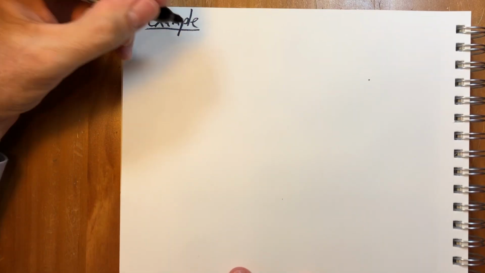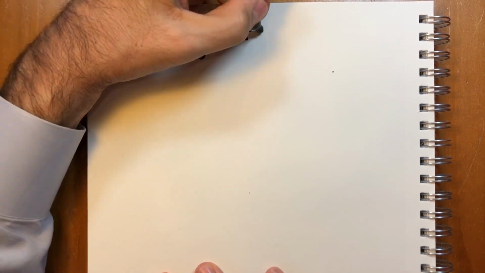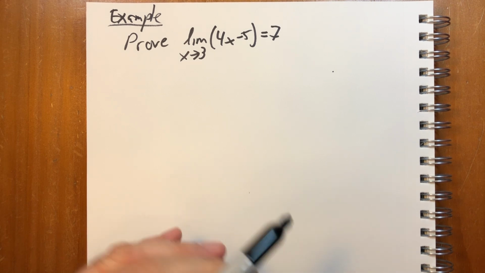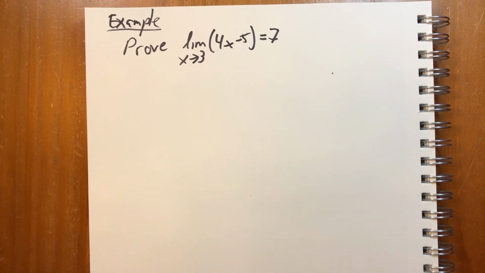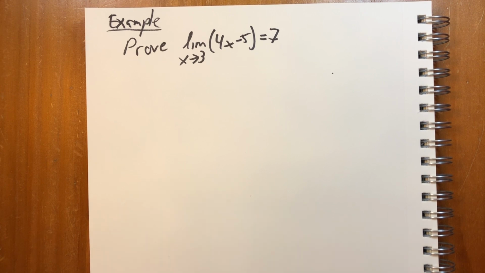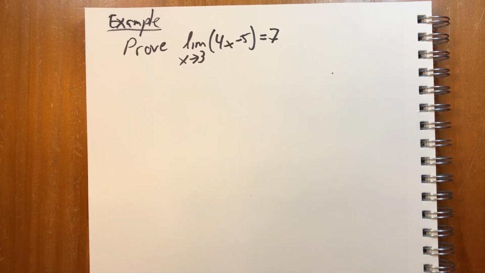So example. Let's try to prove that the limit as x approaches 3 of 4x minus 5 equals 7. So the way to do this is we're going to look at it and we're going to guess. We're going to try to find a guess for what a good value of delta might be. Then we're going to have to go back and actually prove that that delta works. And in math, that's frequently the way that you proceed. You can't just sort of prove it out of the blue. You need to have some kind of a guess that you're trying to prove, trying to get toward. So that's what we're going to do here.